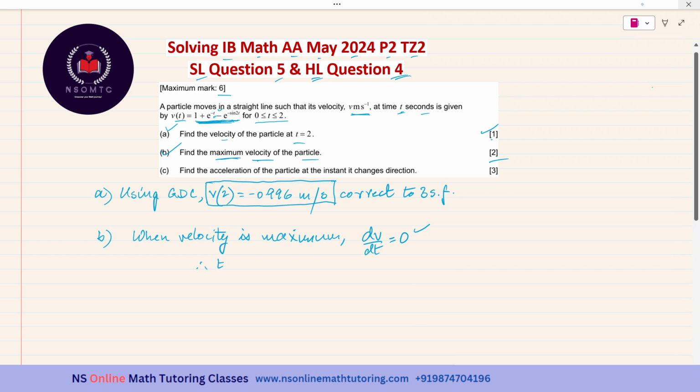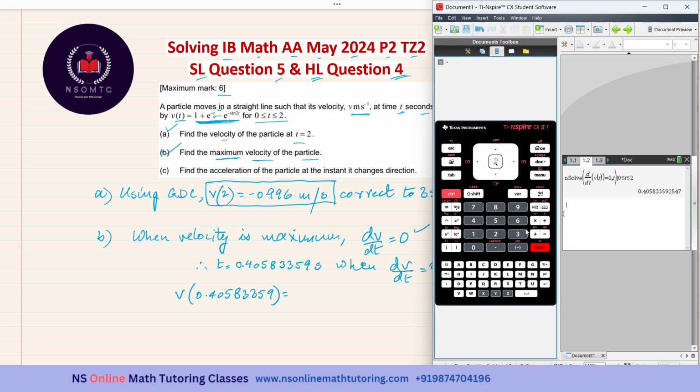So therefore t equals 0.40583359 seconds, and when dv by dt equals 0, v of 0.40583359 should be equal to v, and I'll be copying this. Control C and Control V. Enter.